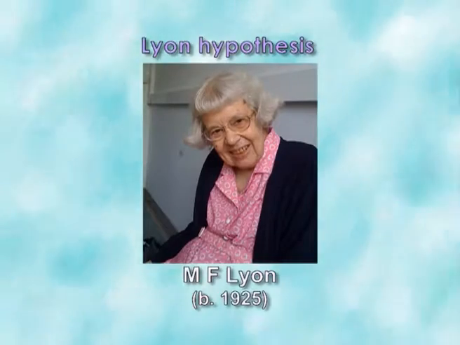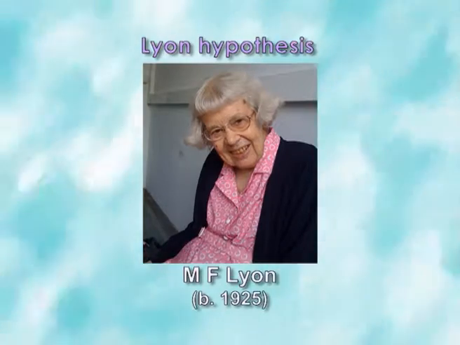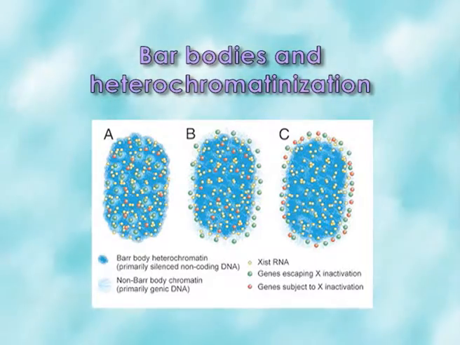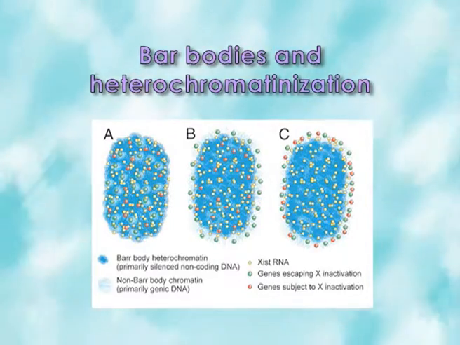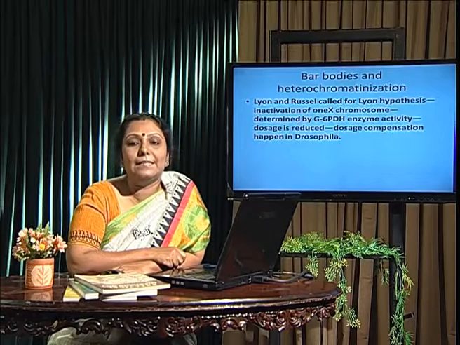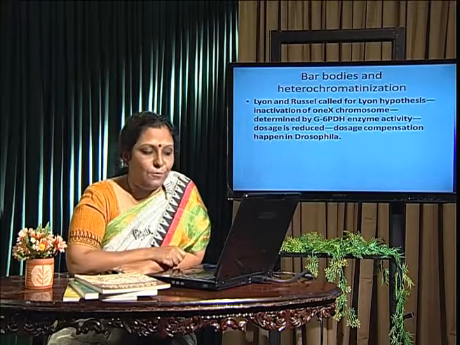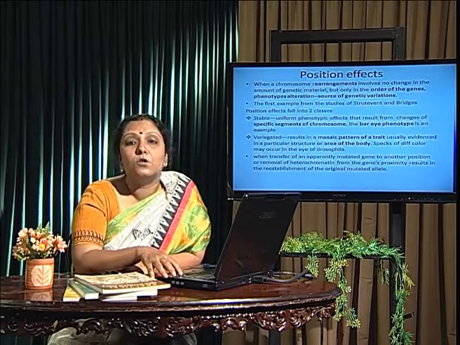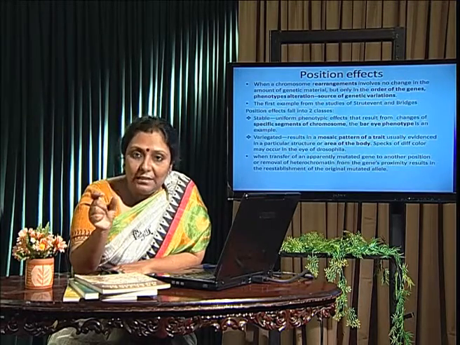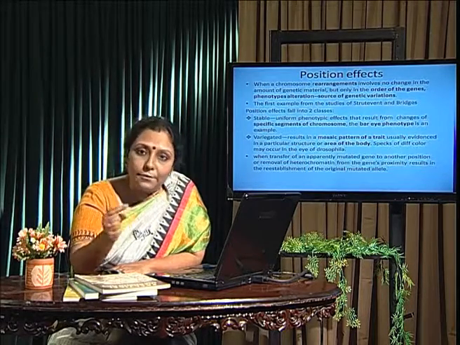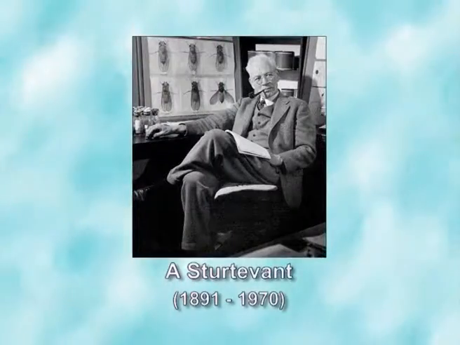Barr body, by Lyon and Russell, by Lyon hypothesis, we can see one X chromosome within XX is getting inactivated. That is called the heterochromatinization. It becomes inactivated, okay. And this inactivation can be monitored by glucose-6-phosphate dehydrogenase activity, the enzyme related gene over the X chromosome, and the dosage compensation, dosage effect was found in Drosophila. Position effect. So position effect means suppose the gene order changes, the phenotypic change can occur related to the genotypic change, which was found by Sturtevant.